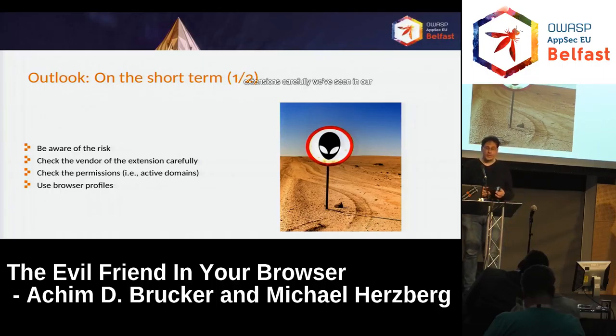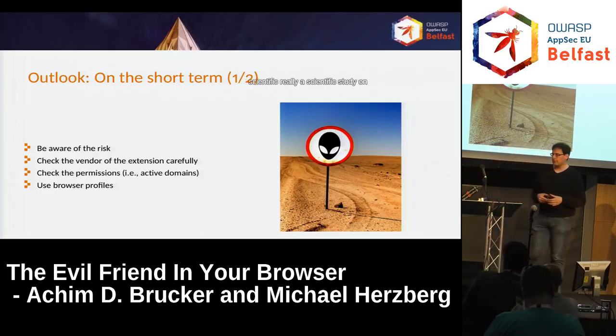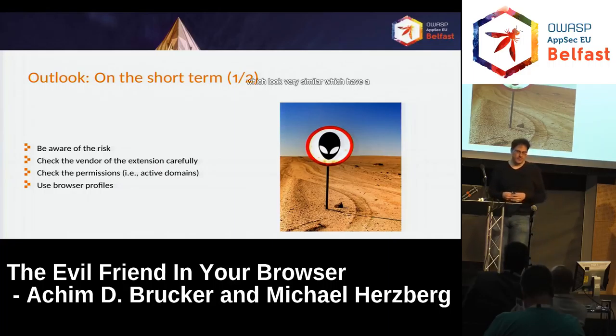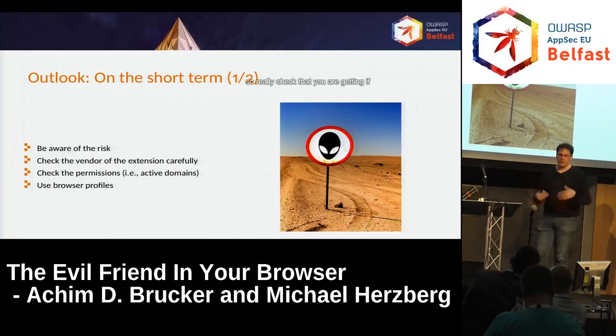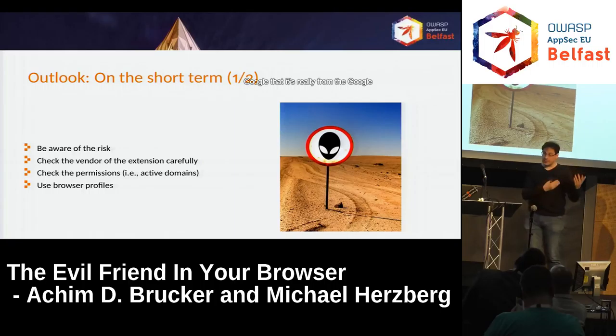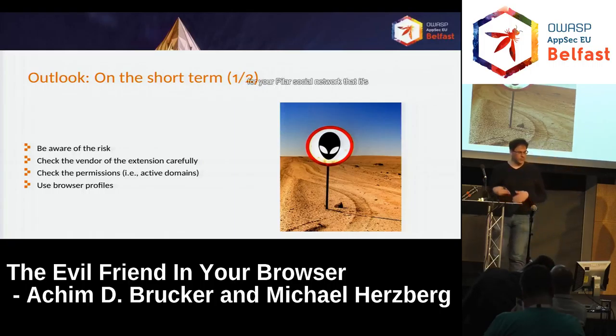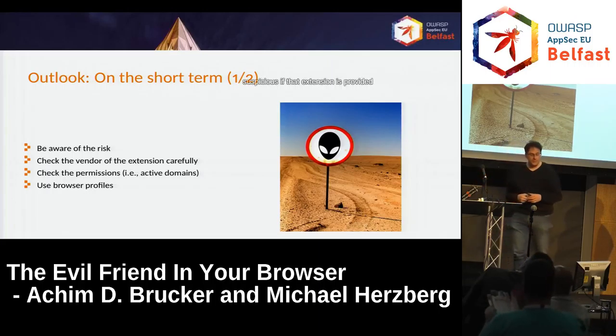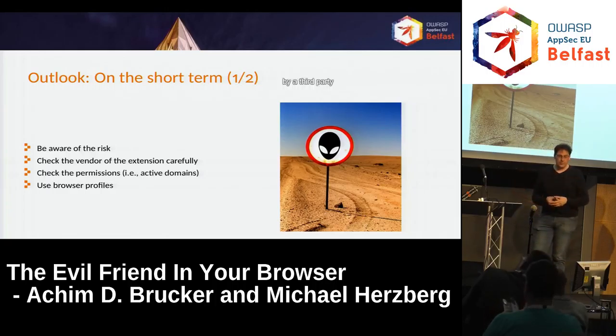Also, clearly check the vendor of the extensions carefully. We've seen in our analysis, and we haven't done a scientific study on it yet, but spot checks show that for nearly all famous extensions, there are also a couple of fake extensions in the store which look very similar, which have a similar name as the vendor of that extension, but are actually not from that vendor and are malicious. So really check that, if you want an extension from Google, it's really from the Google development team. If it's an extension for your beloved social network, check that it's actually provided by that social network, and be a little bit more careful and suspicious if that extension is provided by a third party.